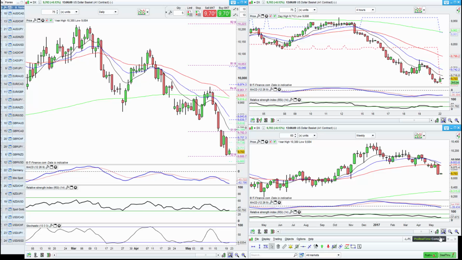And what I want to do today is take a look at some US dollar crosses. We've seen some weakness coming into the US dollar. We've seen some strong sell off of the US dollar. And what I've got here is the dollar index.